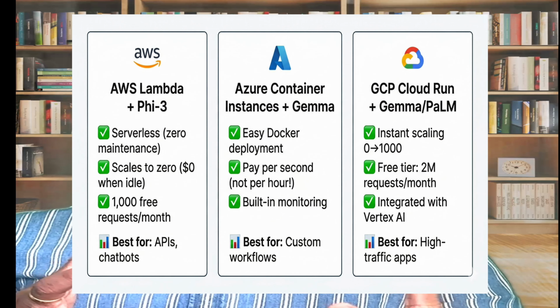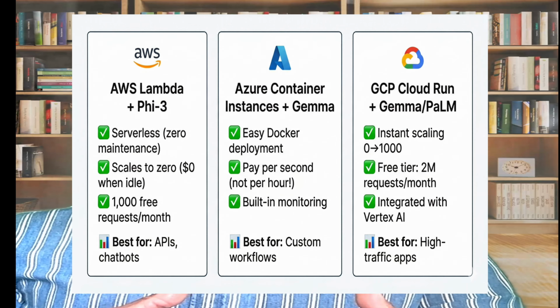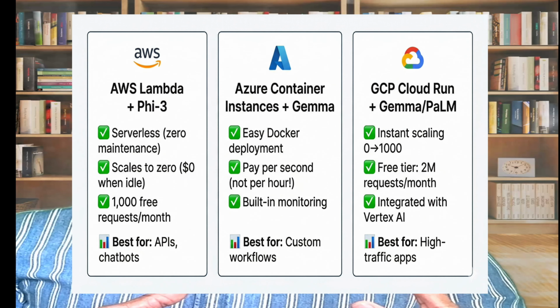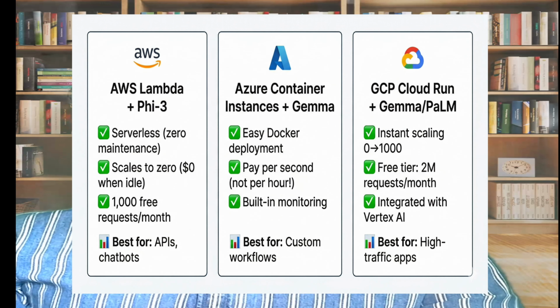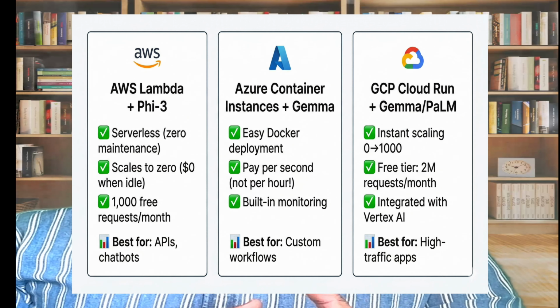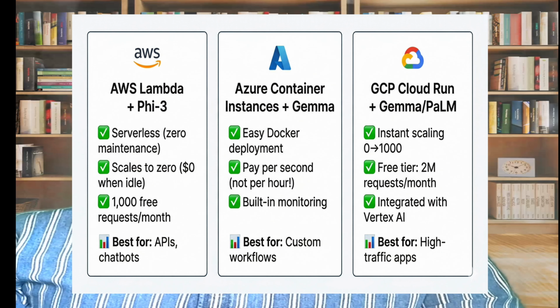Then the cost. AWS Lambda plus Phi3 costs around $0.20 per 1 million requests. Azure costs around $1.40145 per GB per second, whereas GCP costs around 0.402400 per vCPU second. If you see, an SLM is 10 to 20x cheaper than LLMs.